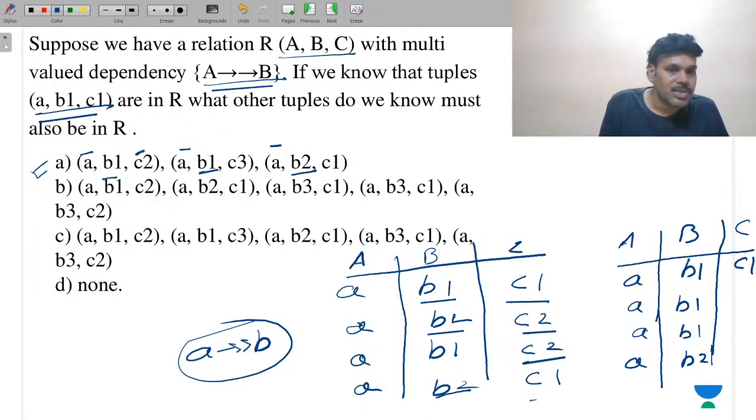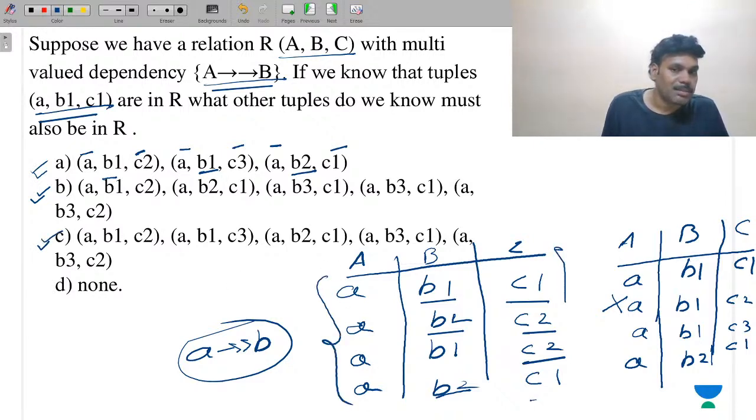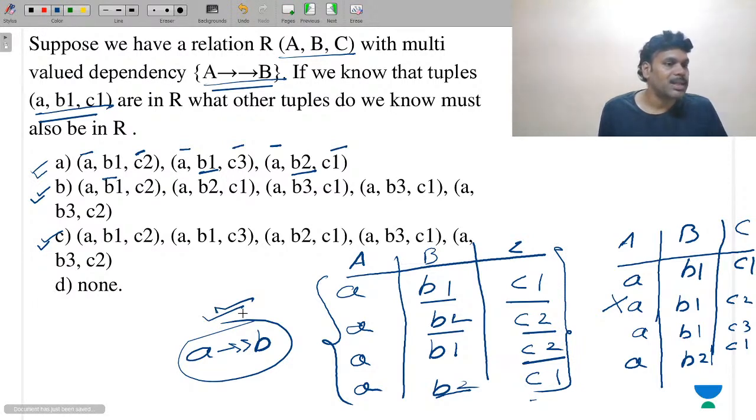And next C2, C3, C1. So is it correct or not? You need to check. If not correct, according to our condition, then you have to go to the next option B and see whether it is satisfying or not. Then go to the next. Exactly like this, it's supposed to match B and C values in order to prove A implies B.